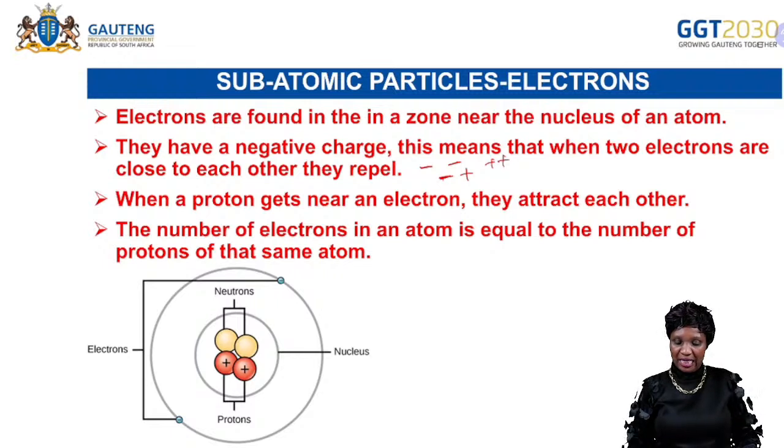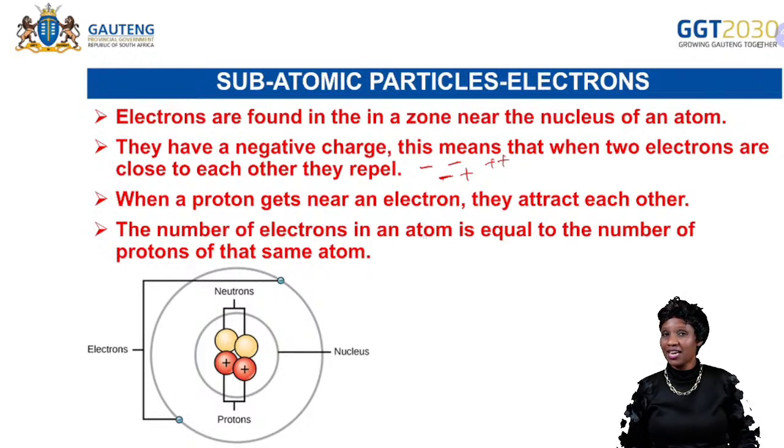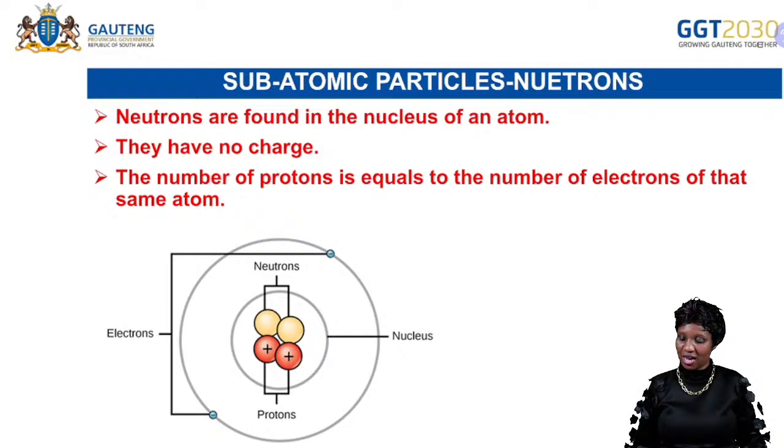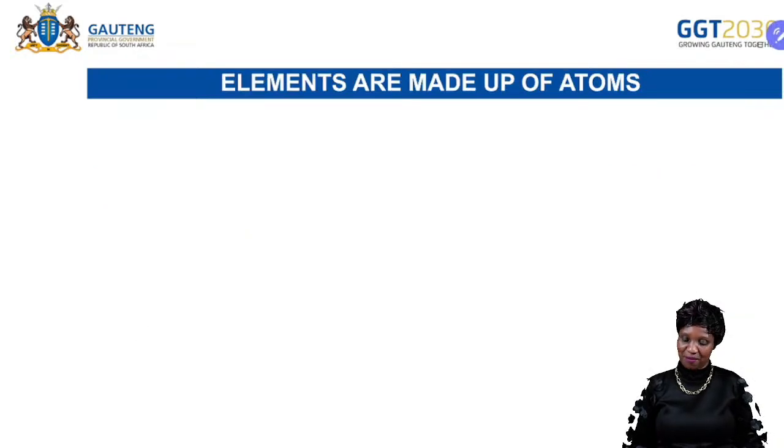All right. And then we have said the proton attracts the what? The electron. And then the number of electrons in an atom is equal to the number of protons of that same atom. And then neutrons are found in the nucleus of an atom. Remember, the nucleus of an atom, we said we find the what? The neutrons, which are neutral. Meaning what? Meaning they don't have a charge. All right. The number of protons is equal to the number of electrons of that same atom.